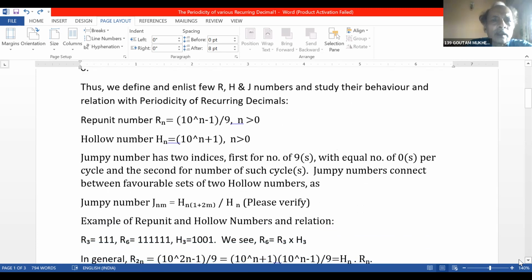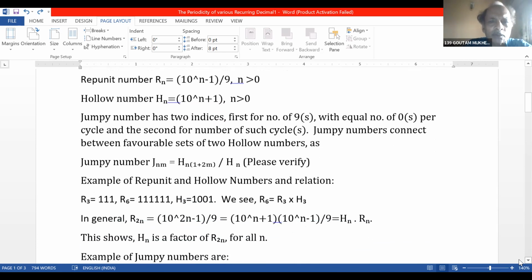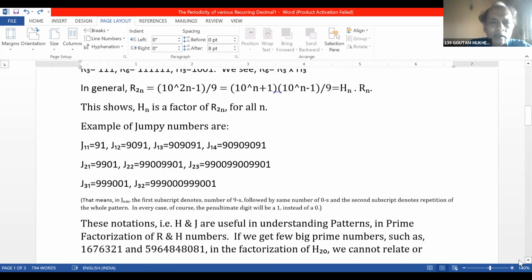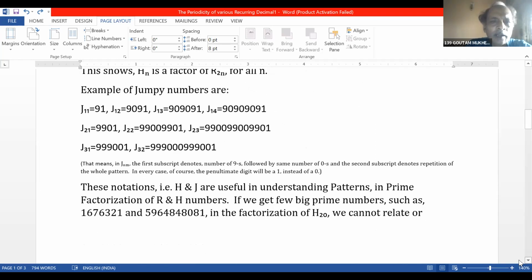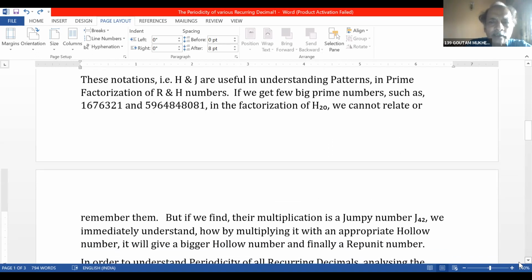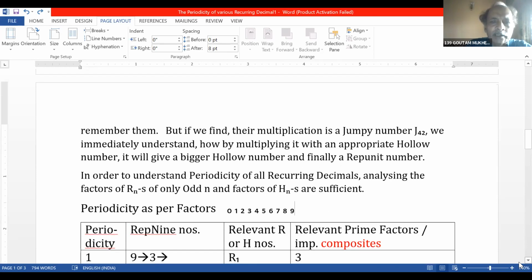By analyzing that, I will have a quick go through this one. So a repeat number is this, and a hollow number. By this analysis, there is a detailed analysis about these things. This is for a little higher level, for those who can participate in this. We find that different periodicities of the recurring decimals are like this.